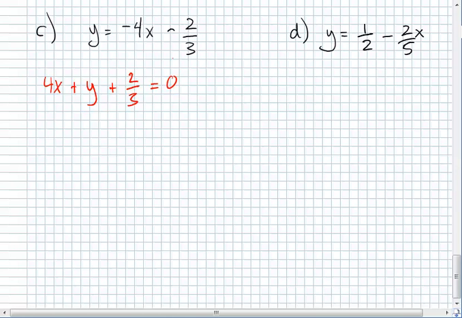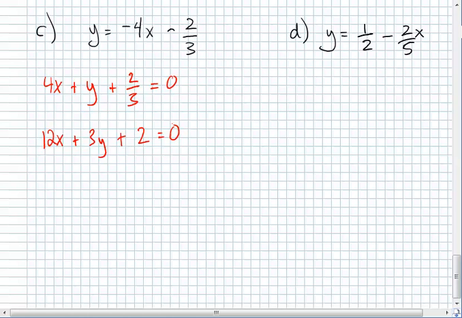Now I want to get rid of my fraction by multiplying everything by 3. So 4x times 3 is 12x. Y times 3 is 3y. And when I multiply 2 over 3 by 3, the 3's cancel out and I just get 2. So there's my equation written in general form.